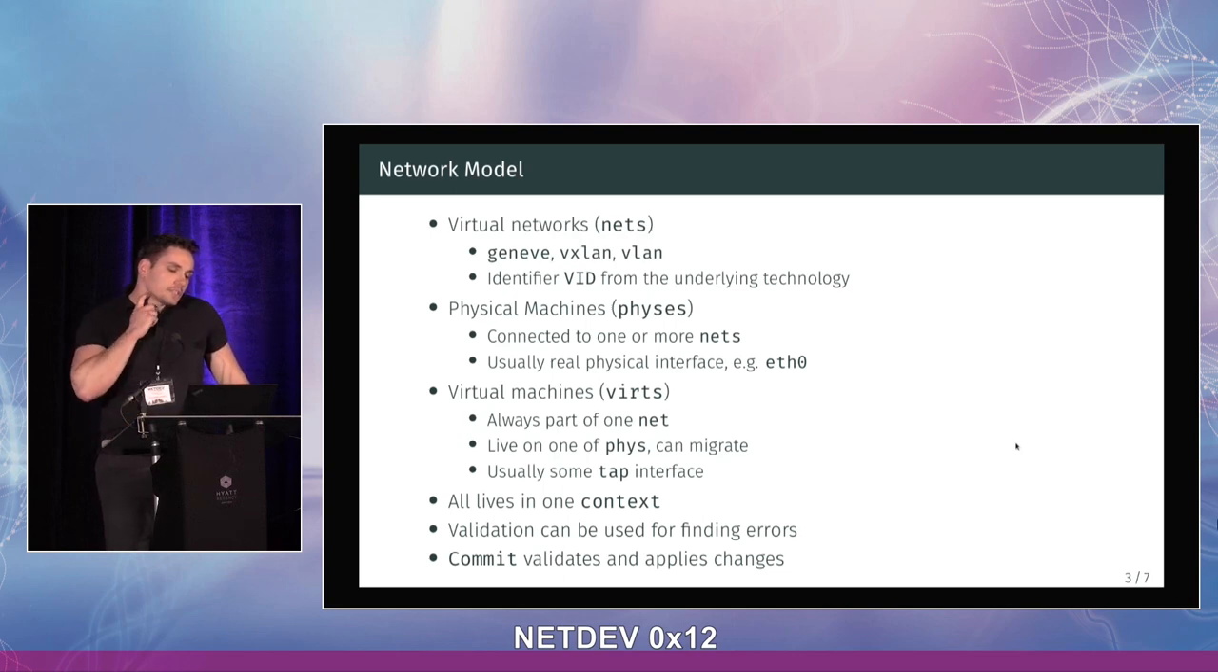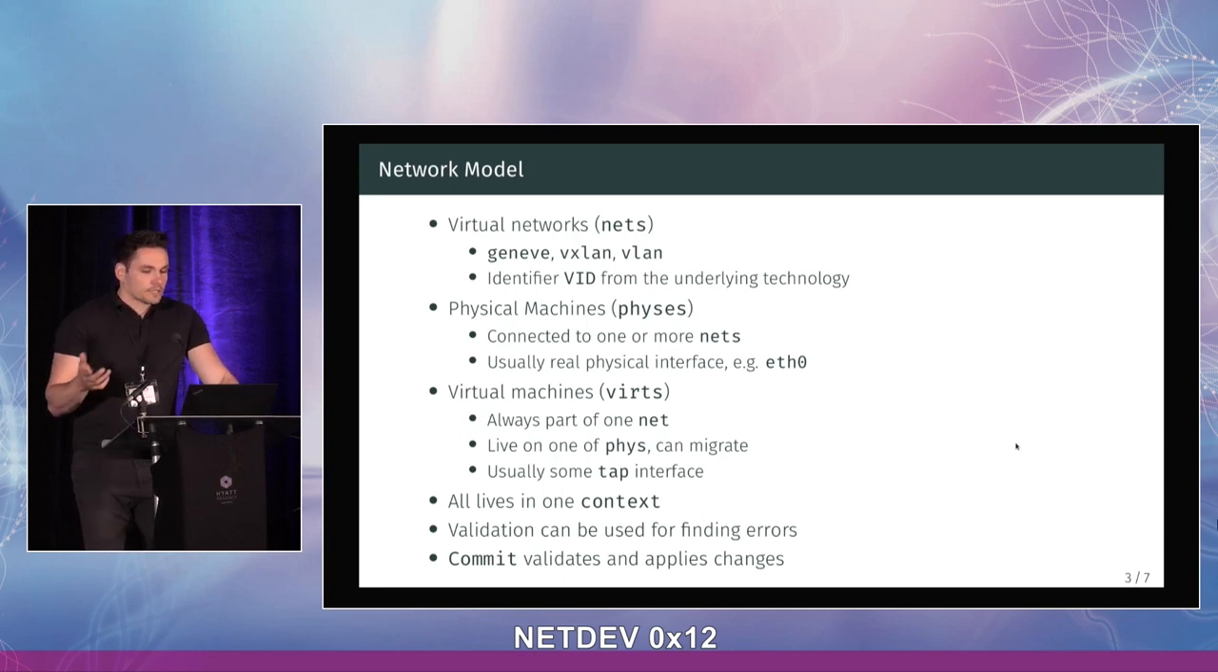Okay, so we have some virtual networks. These virtual networks can be supported, or the underlying technology can be Geneve, VXLAN, or VLAN in several forms. We will see later what forms there are, and some VID, which is the ID of the network. Then we have some physical machines, which are typically your hypervisors, and usually these are represented by some physical network interface. Then you have virtual machines, which are the machines you would like to connect to each other, right? And they live on some physical machines. Usually it's some tap interface if you have a container or some virtualization.